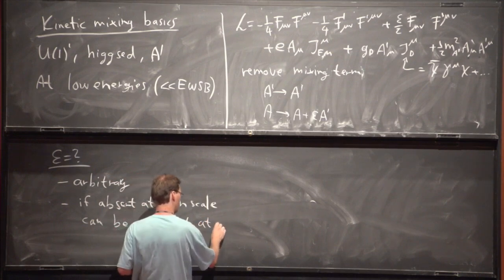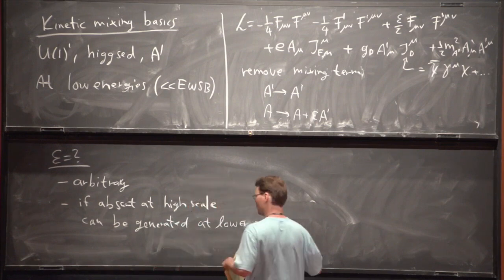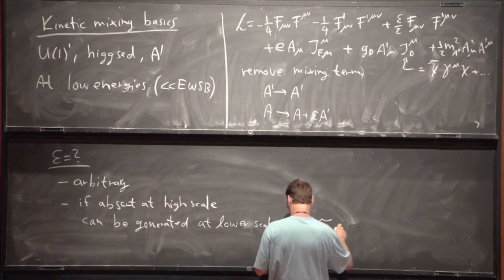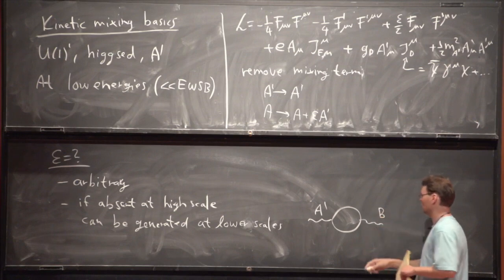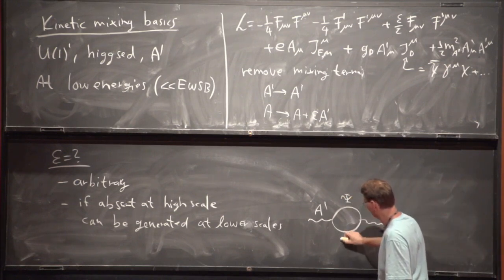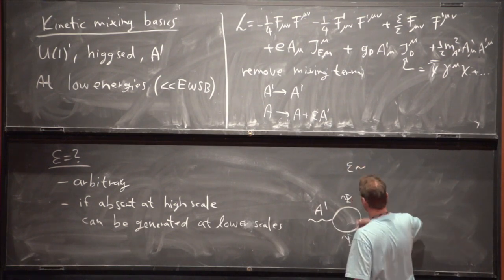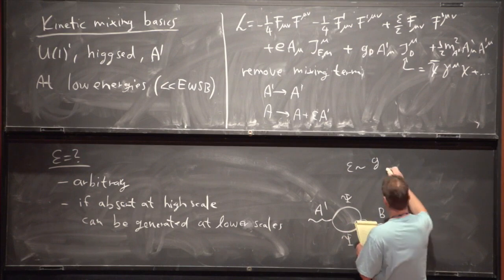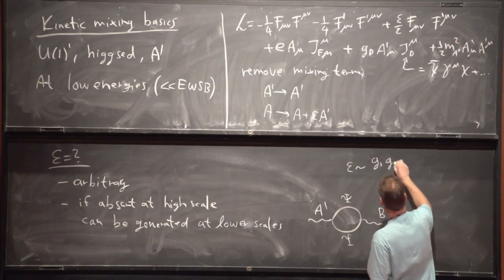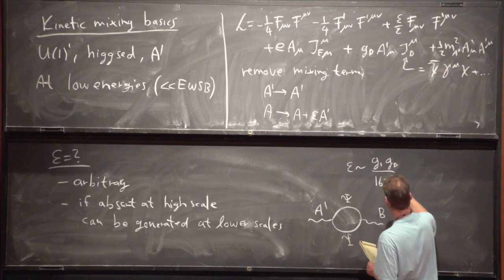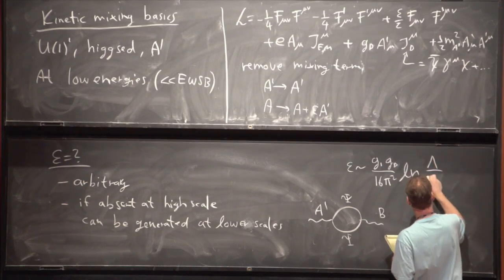Can we generate it at lower scales, doesn't have to be very low, through loops? One thing you could have is the dark photon, some loop of particles, and the hypercharge gauge boson, B mu. There could be many particles in that loop, and they could be very heavy. You can just calculate what epsilon is. There's G1, the hypercharge coupling to these particles, which are charged under both U1 prime and U1 hypercharge. So G1, G dark, there's a loop, so there's a 16 pi squared, and then you can have a log of some cutoff scale over m psi.